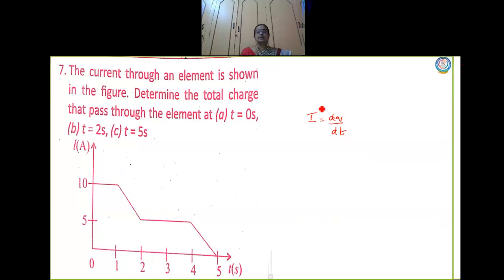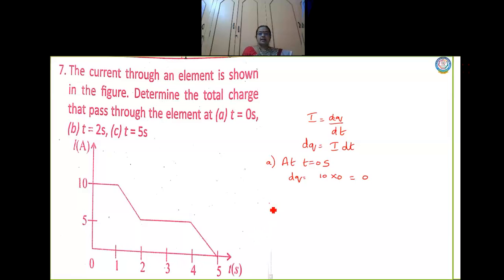What is it that we should determine? We should determine the value of charge. So the formula can be rearranged as dq is equal to I into dt. First case, at t is equal to 0 second. Where is t is equal to 0 second? At this point. At this point, I need to find out the value of charge. So at t is equal to 0, substitute. Current, I can take at this point, I am talking about 10, but no use because t is 0. So the value of charge is going to be 0.